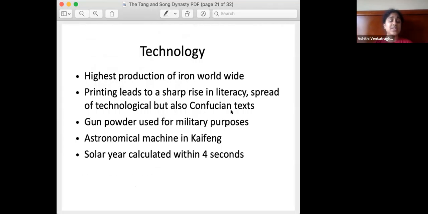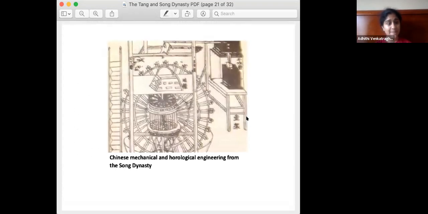Technology. So this dynasty had the highest production of iron worldwide. Printing led to a sharp rise in literacy, and it spread technological but also Confucian religious texts, and gunpowder was used for military purposes. An astronomical machine, Kaifeng, and the solar year could be calculated within 4 seconds.